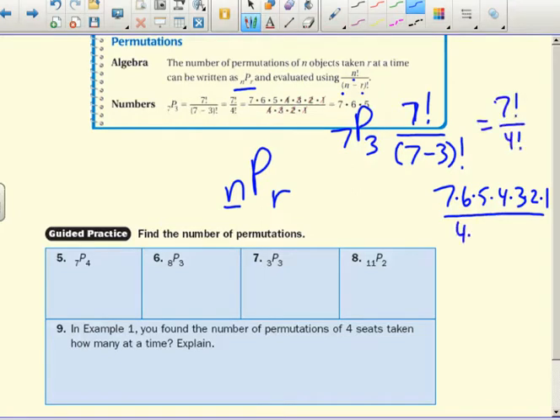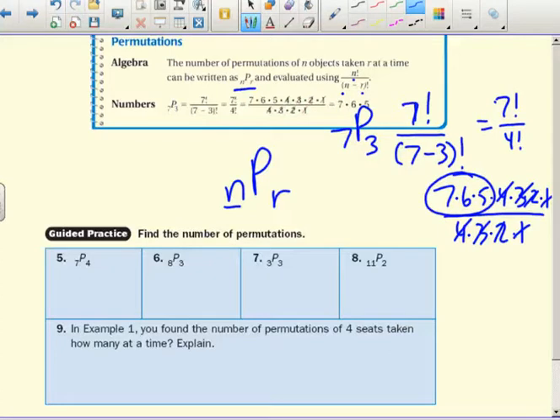And 4 factorial is 4 times 3 times 2 times 1. All right, let's look at what happens. This is division, so I can divide both by 4, both by 3, both by 2, and both by 1, and they're gone. So I'm left with just 7 times 6 times 5, which is what we did.